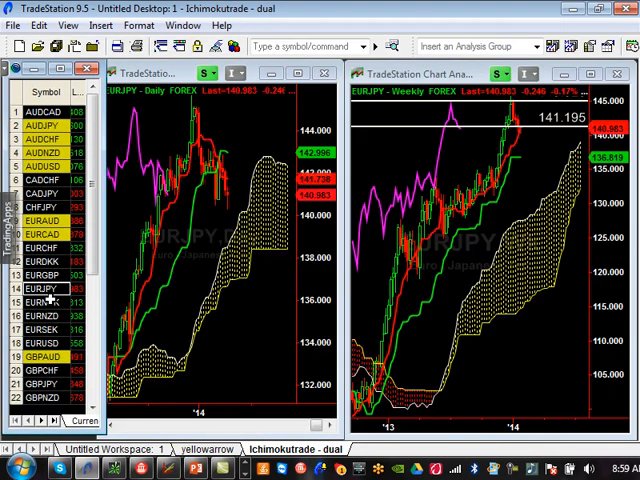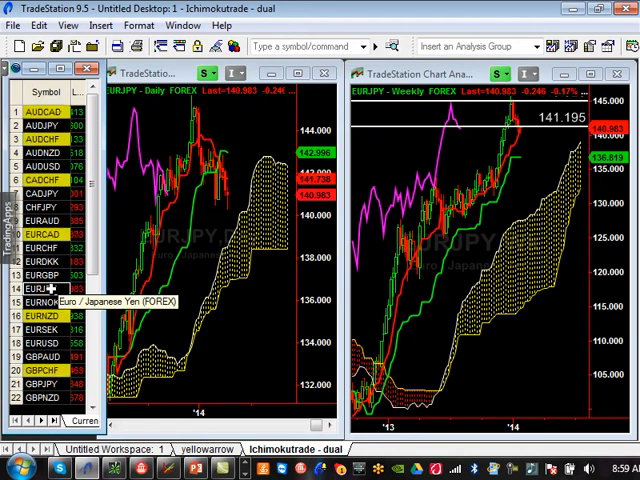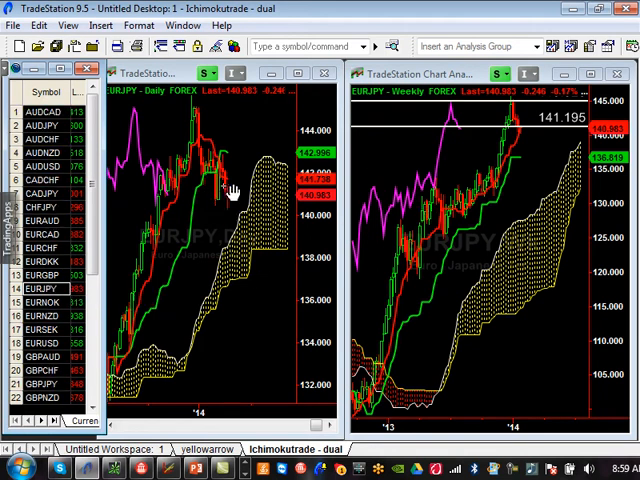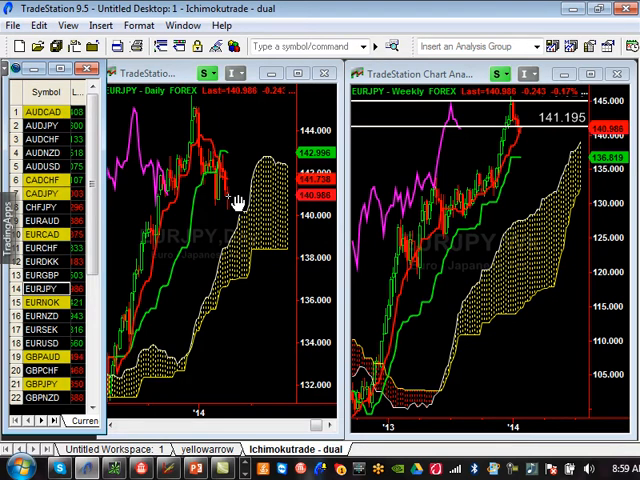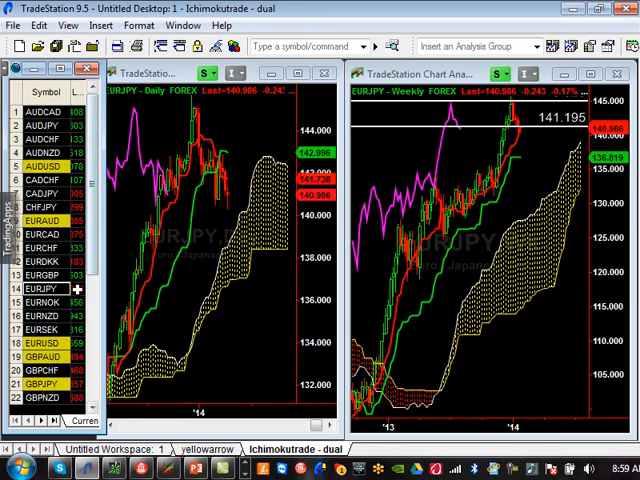Euro yen. Euro yen is still trending bullish on the weekly time frame. Daily looks like it's trying to go for a major pullback. Resistance on this guy is going to be about 142.99. Support's going to be around about 136.81. It is at a minor support level right now, but the major one's going to be about 136.81.